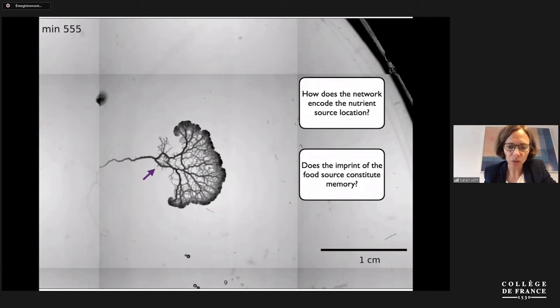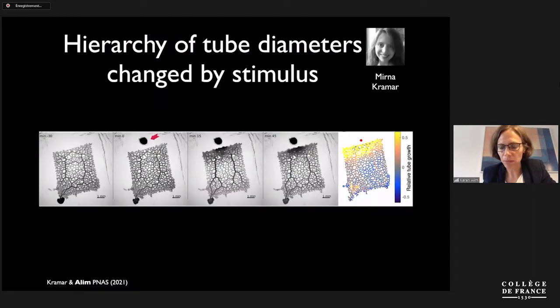To answer these questions, we, namely my PhD student, Myrna Kramer, did the following set of experiments, where we reduced the complexity of our experiments by making sure that we're looking at a network that is static over the course of our experiments. And so what we now do is that here at time 0, we present a food source and we follow the reorganization of the network as the organism reacts to the food source.